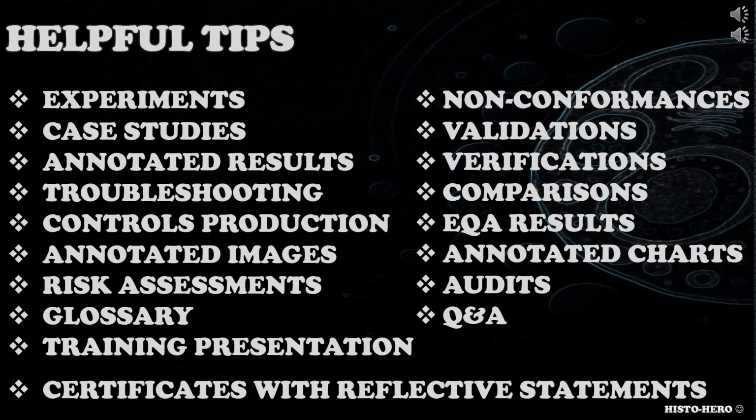Also ask them to try and use various types of evidence, not just one type, like case studies, for each subsection. They could use experiments, case studies, annotated results, annotated photographs of them performing tasks, evidence of troubleshooting, annotated EQA results, nonconformances, validation verification evidence, comparisons of different approaches and their pros and cons, control material production, certificates of course attendance with reflective statements, annotated images or charts, and so on.